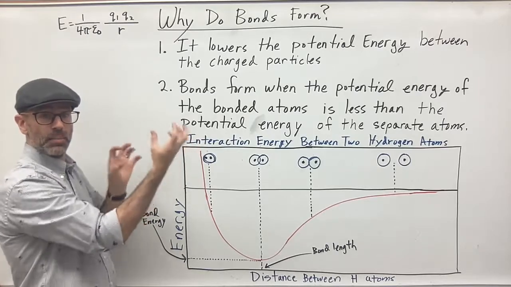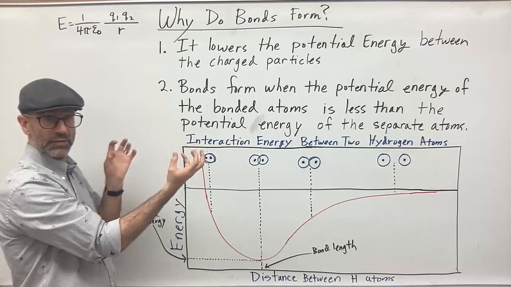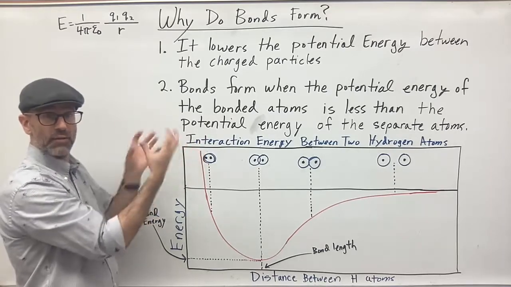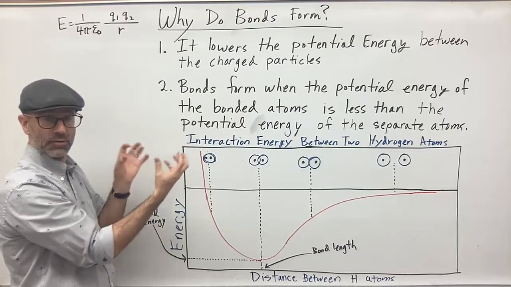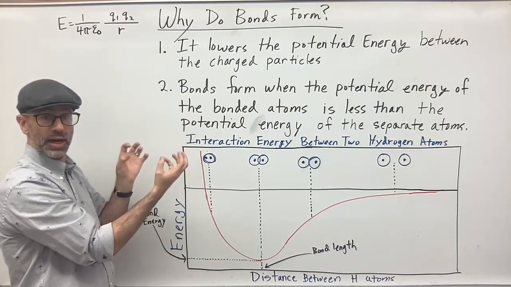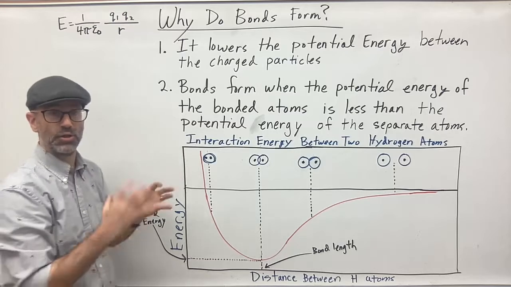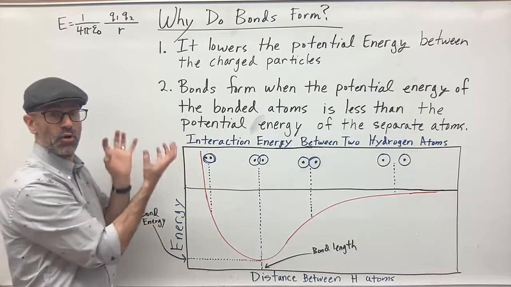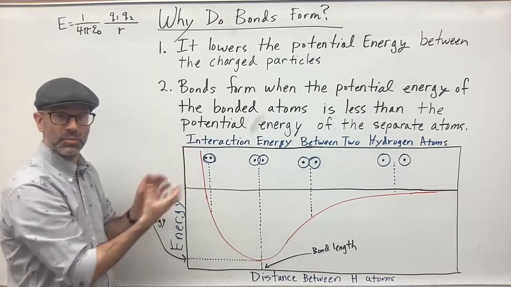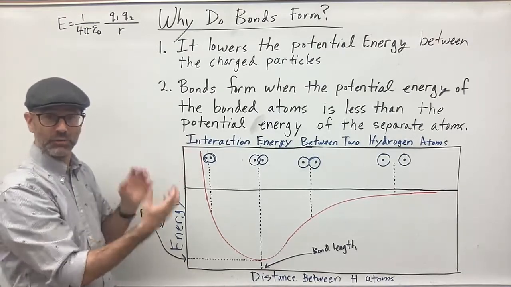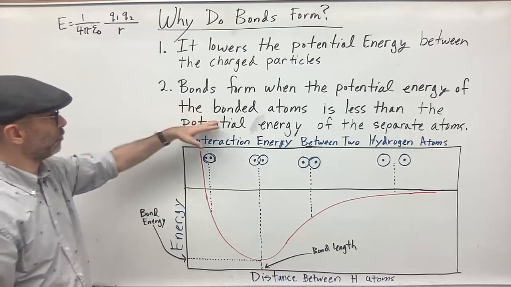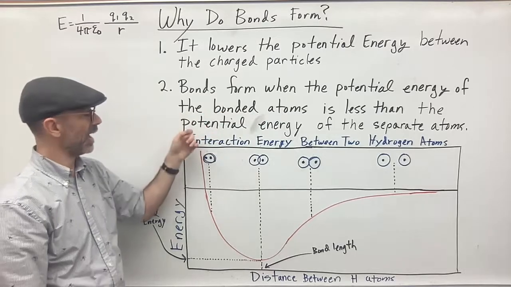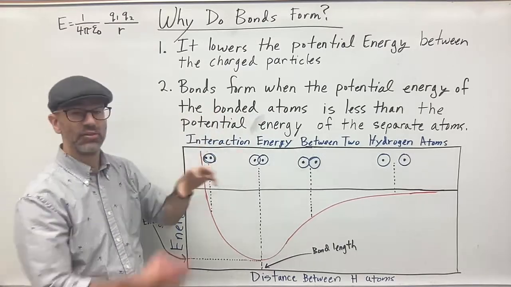But then the protons, the nuclei of the different atoms, are going to be attracted to the electrons of the opposite atoms, right? So there is going to be a lowering of the potential energy. There's this repulsion and attraction going on at the same time, and so we need to meet a happy medium, right? And that's where the bond forms. The bond forms when the potential energy of the bonded atoms is less than the potential energy of the separate atoms.